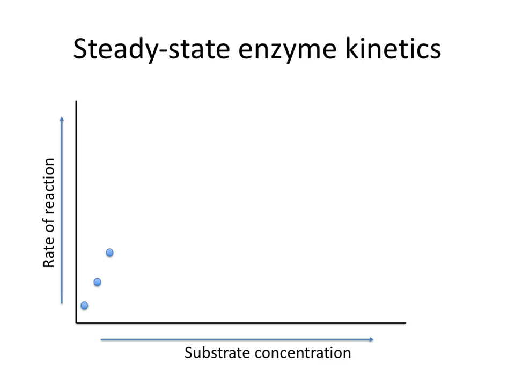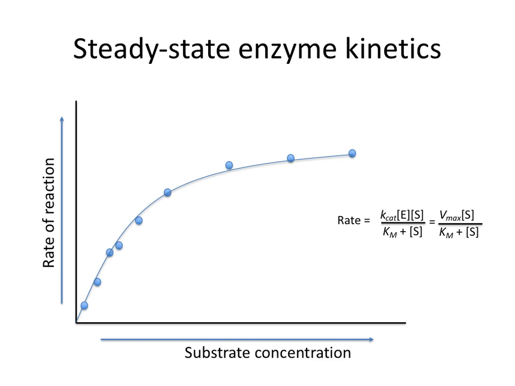2 more, and a few more until we can see that saturation has been reached. Now we fit these data to the Michaelis-Menten equation shown here. This gives us the Vmax, the maximal rate of the reaction under these conditions.